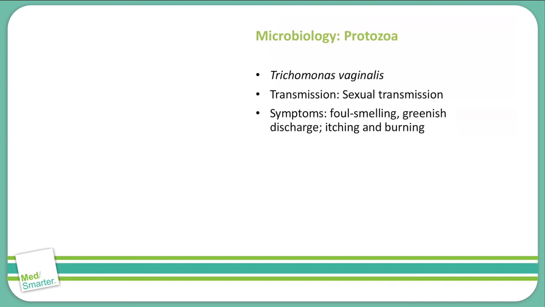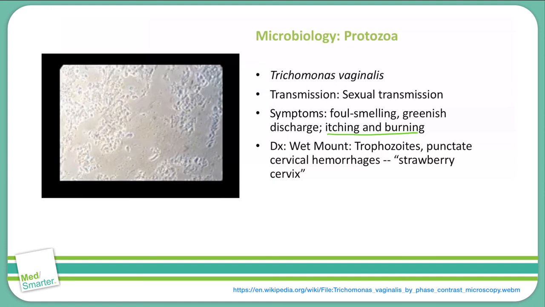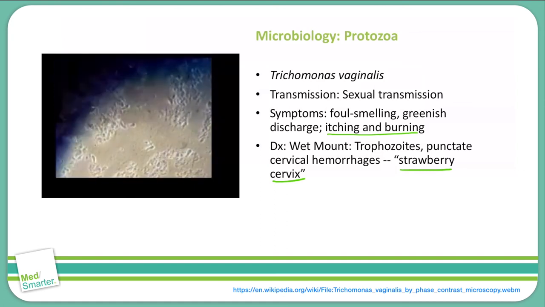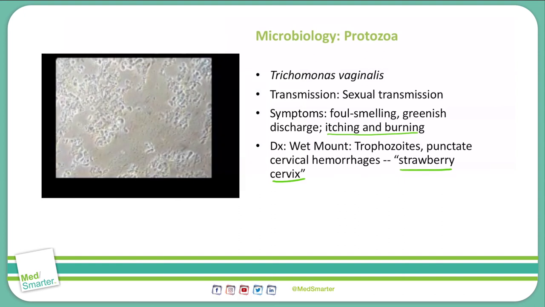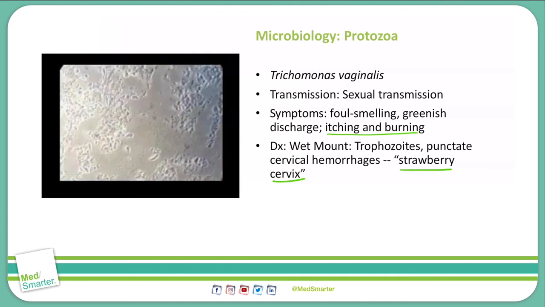Symptoms for Trichomonas vaginalis include a foul-smelling, greenish discharge, and it can also cause itching and burning. To diagnose, we use a wet mount, and you will see trophozoites that are motile on that wet mount. You can also see on the cervix what is known as a strawberry cervix, which is a punctate cervical hemorrhage. As you can see in this video on the left, there are many motile Trichomonas vaginalis organisms moving around in this phase contrast wet mount.